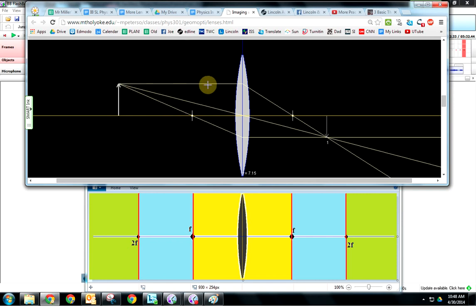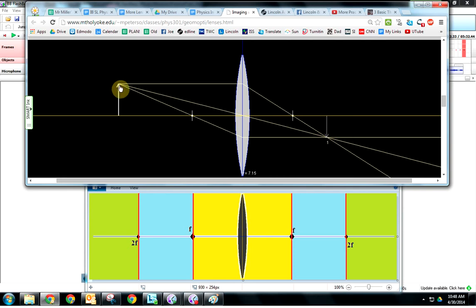And you can see that parallel light gets turned through a focal point. Here, light that goes through a focal point gets turned. And finally, the light that goes through the center continues on. And also, all three of them converge to the same point.